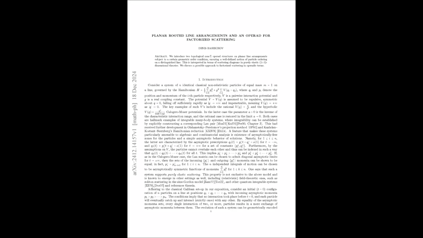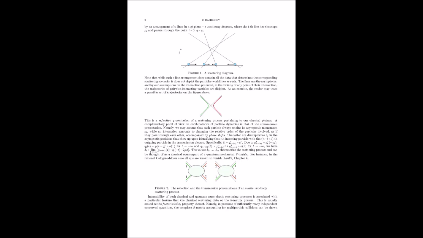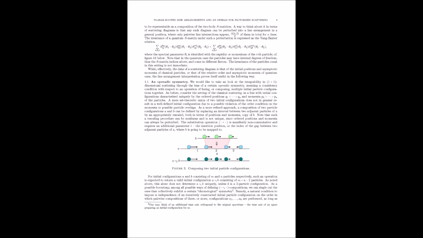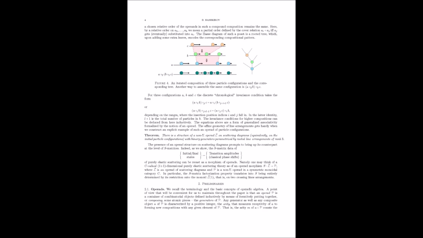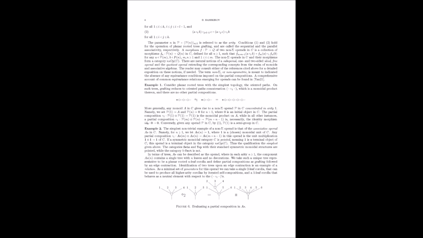This time, we're going to try and wrap our heads around planar-rooted line arrangements and how they connect to scattering processes in physics. How can simple lines on a plane help us understand the complex way that particles interact? It's actually pretty remarkable. You can think about these arrangements as diagrams with lines that represent particle paths. They give us a visual language to really grasp the intricacies of scattering in these 1+1 dimensional systems. It's like a geometric code that unlocks the secrets of how particles behave.